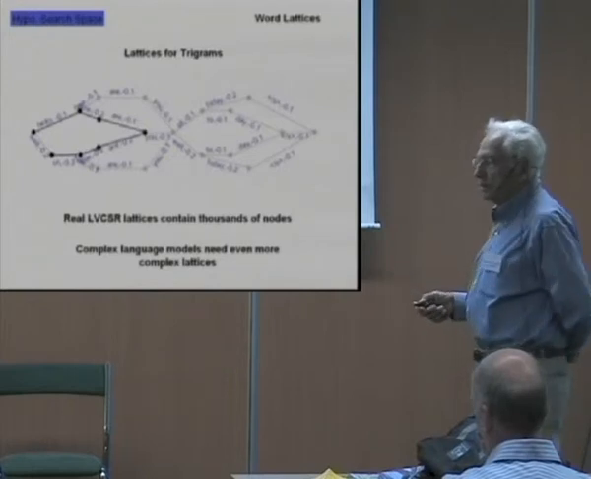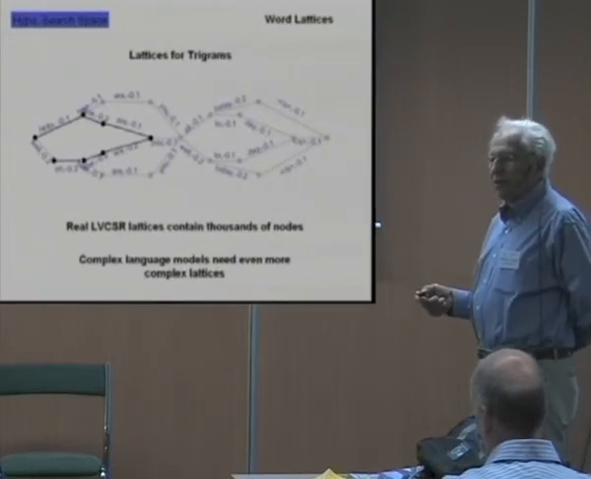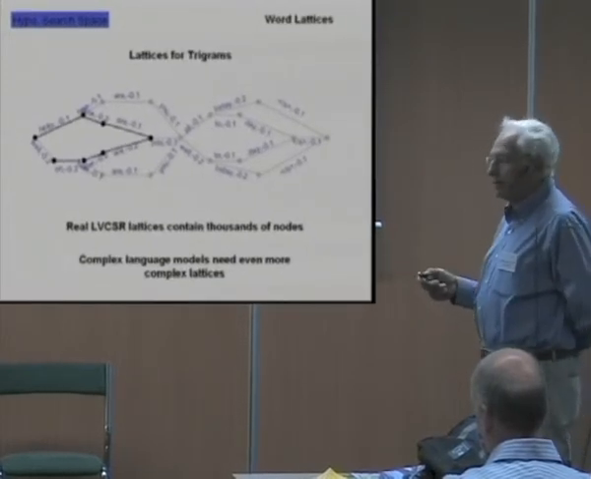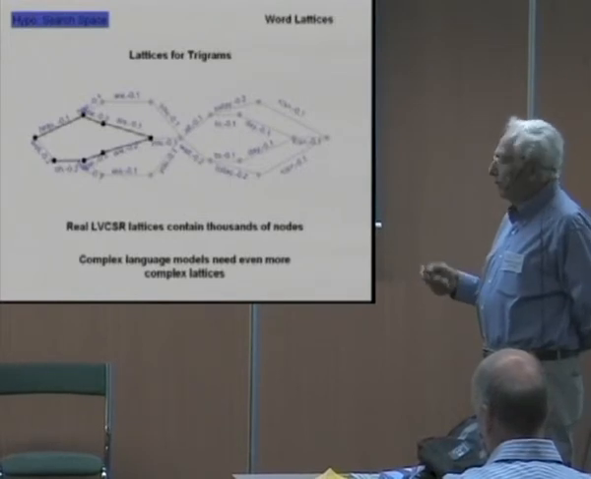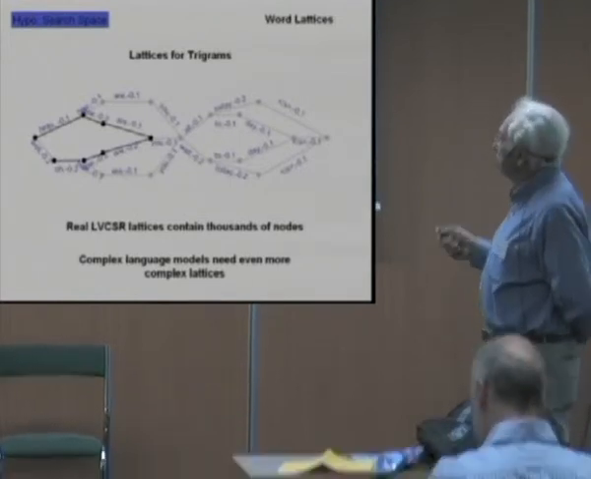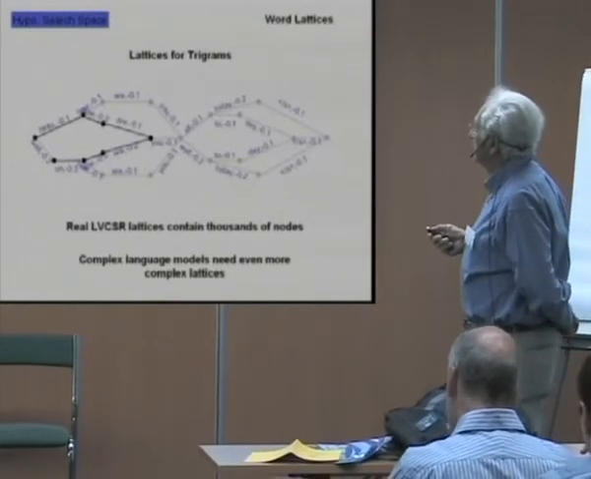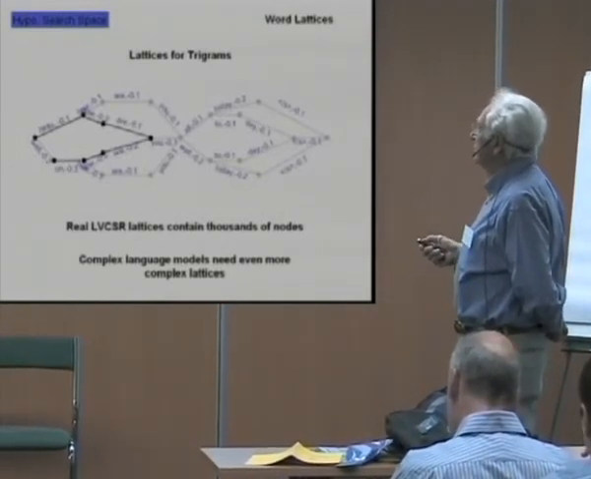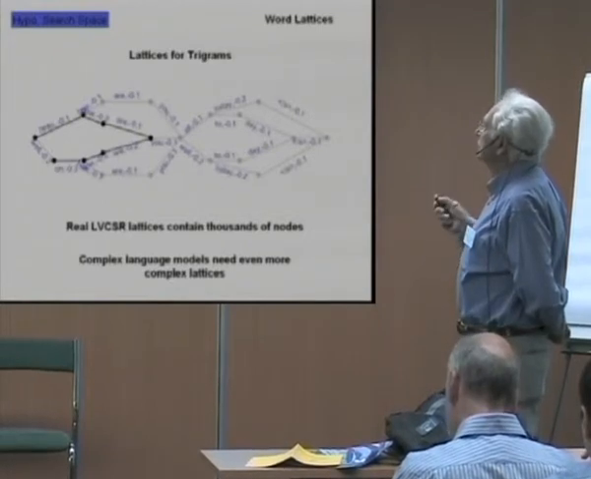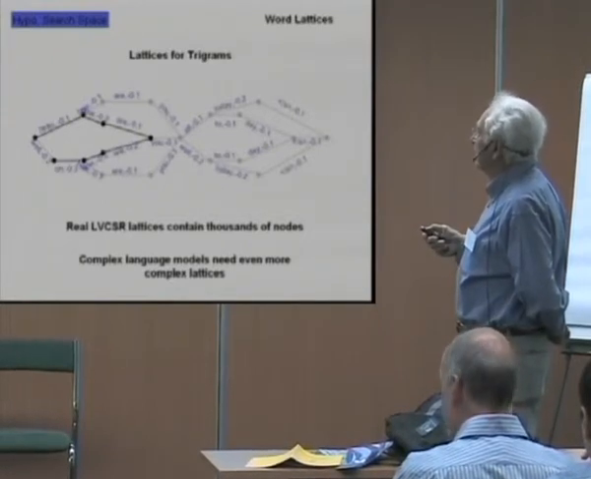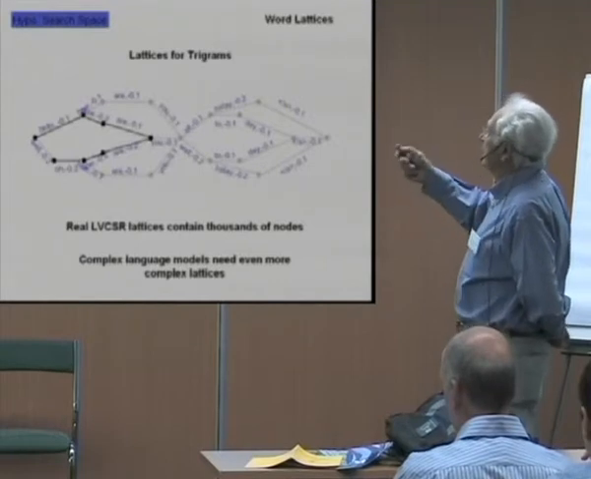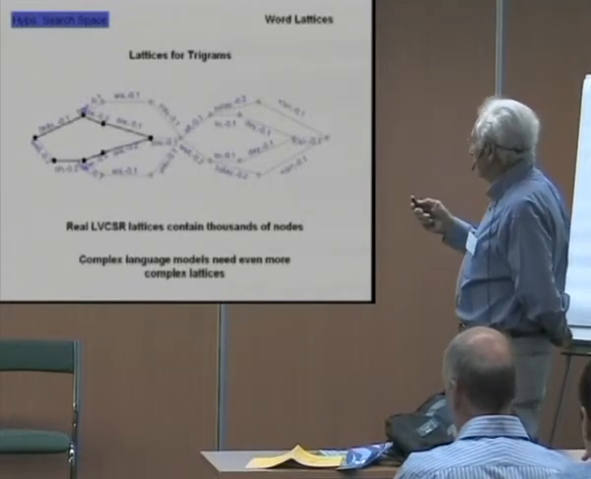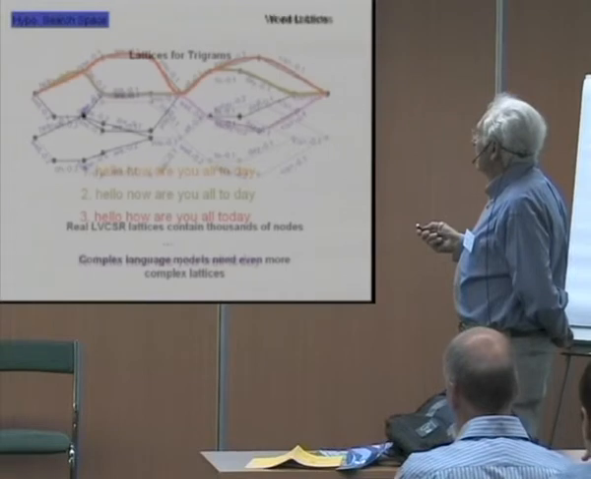And so in the first place, one does not generate a trigram lattice directly. One generates a bigram lattice, and then one adjusts the lattice in the way in which I'm showing it here. Okay.